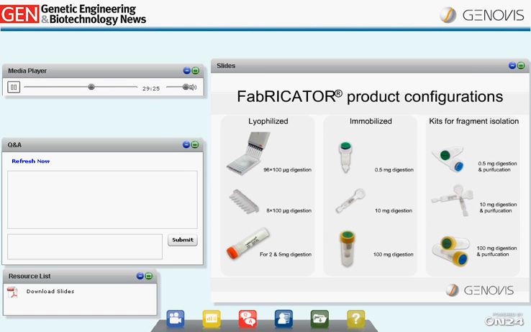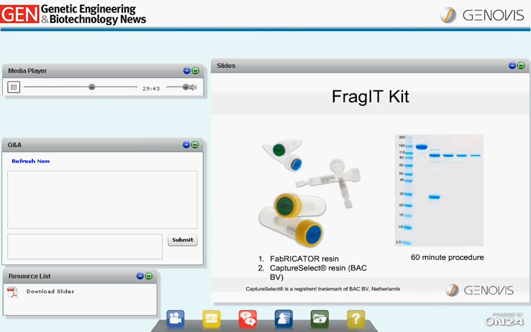Along with the lyophilized enzyme, we have also developed immobilized enzyme in spin column configurations. The immobilized enzyme is available for digestion of a few hundred micrograms up to 100 milligrams, as well as kits that allow for subsequent isolation of fragments. The kit is used for fast preparation and isolation of F(ab')2 and Fc fragments.